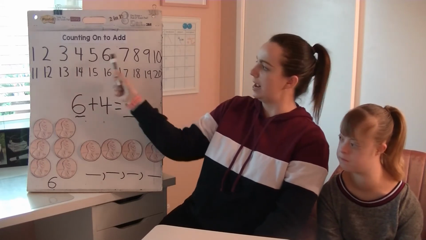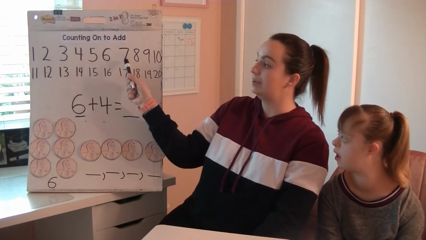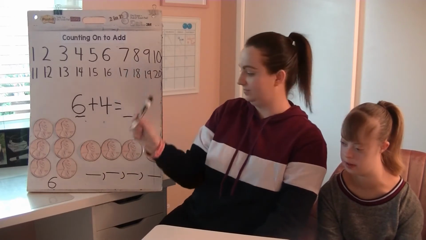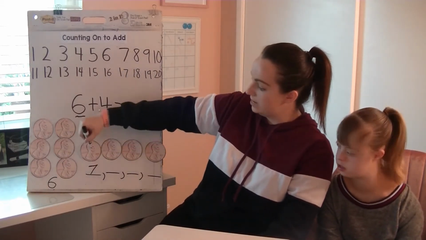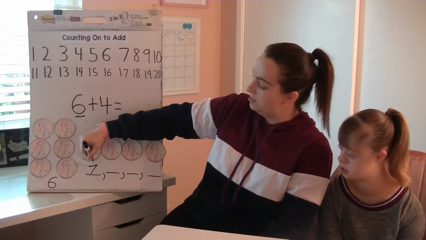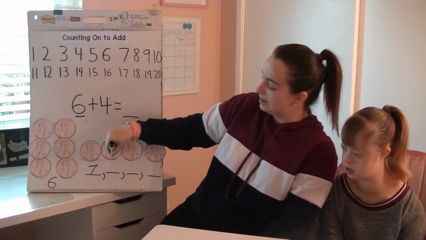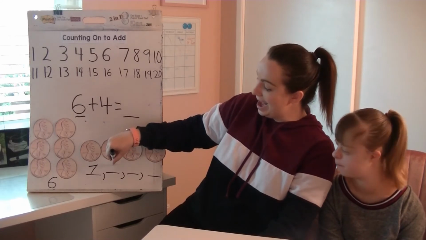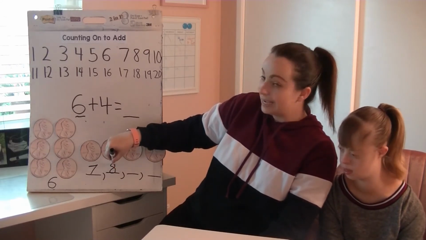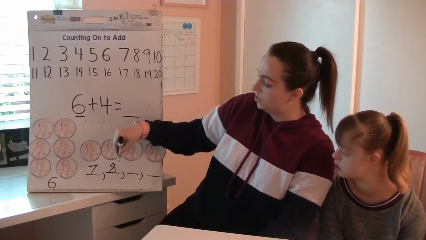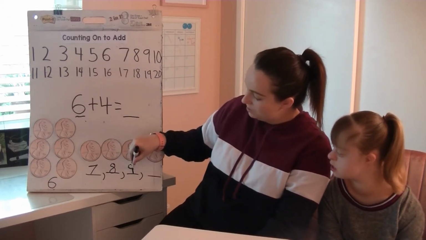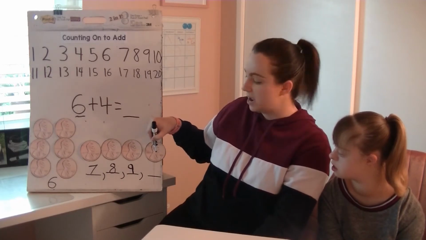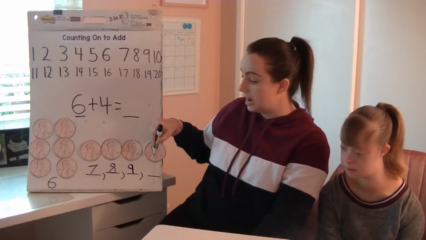Not 8, but 6, then 7. So we have 6, and what comes next? 7, write it under there to keep track. And then one more, what comes next after 7? 8. Then we keep counting on. What number comes after 8? 9. Okay. And then we keep counting on because there's another penny. What number comes after 9? 10.